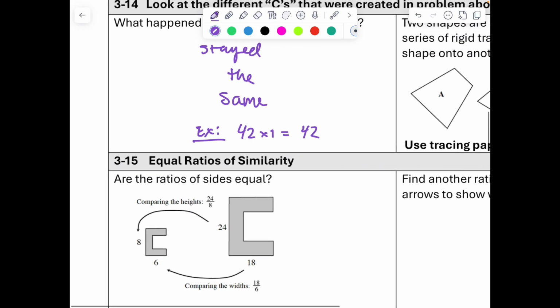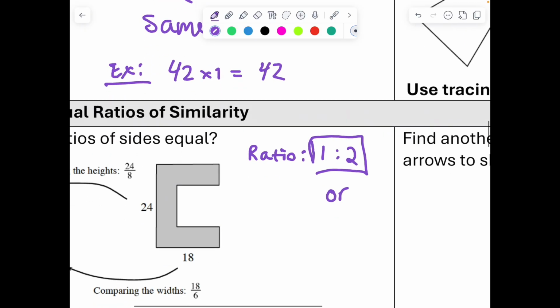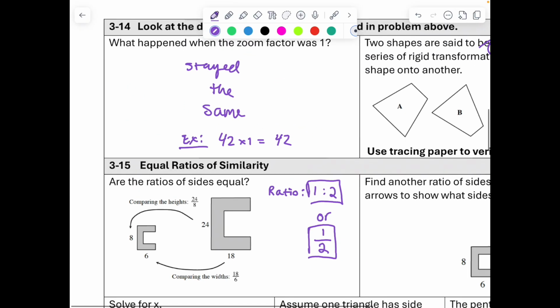Then we have something called ratios of similarity, okay? A ratio can sometimes be displayed as one number, a colon, and then another number. This is one way to do a ratio. Okay, or another way to do a ratio is with a fraction bar. Okay, these are the same thing.